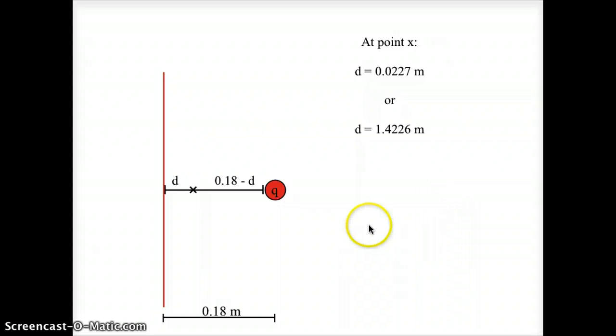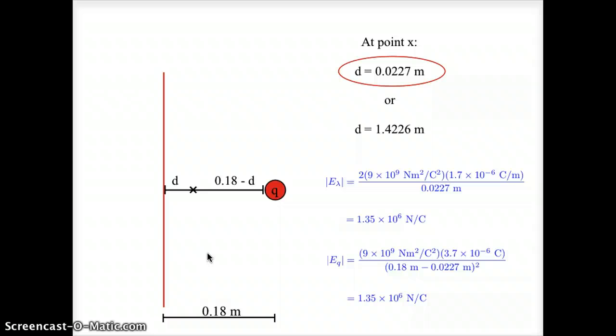Well, going back to our original sketch, we figured out that this point where the electric field is 0, this point x, has to be somewhere in between the line charge and the point charge, and so the value for d must be smaller than 0.18 meters. So based on that, we know that it's the small value we were looking for, d equals 0.0227 meters. And this was a little bit hairier math than we have sometimes, so it's always a good idea to go back and check now that we're at the end.